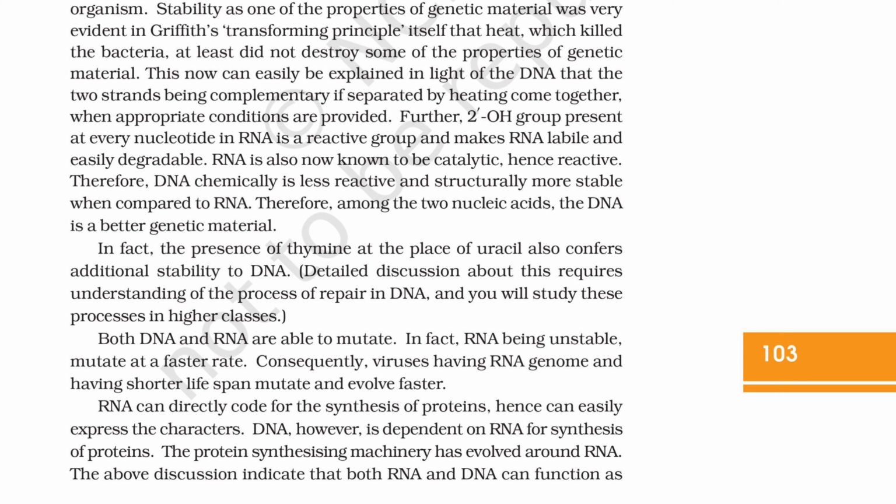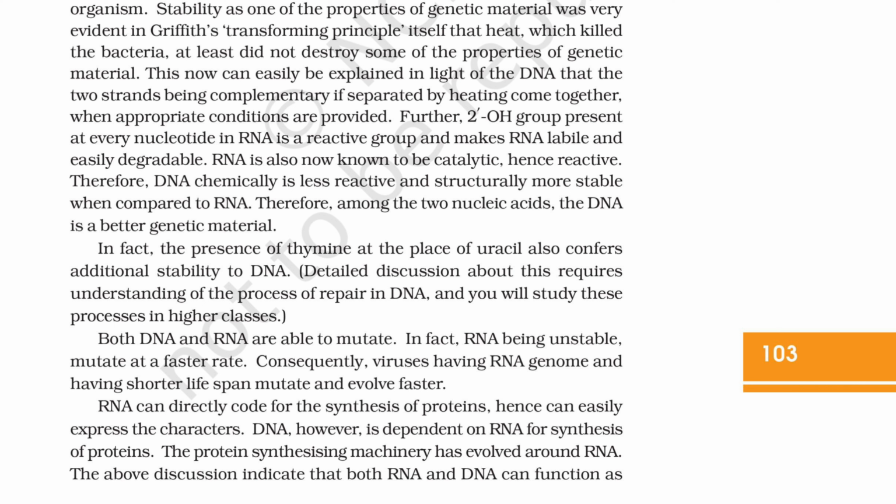Stability as one of the properties of genetic material was very evident in Griffith's transforming principle itself. That heat which killed the bacteria at least did not destroy some of the properties of genetic material. This can now easily be explained in light of DNA: the two strands being complementary, if separated by heating, come together when appropriate conditions are provided. Further, the 2' OH group present at every nucleotide in RNA is a reactive group and makes RNA labile and easily degradable.